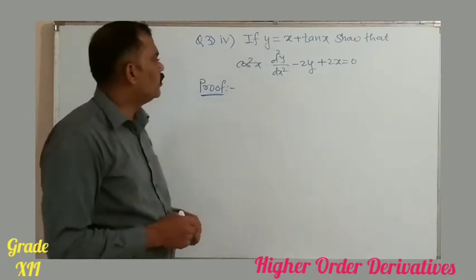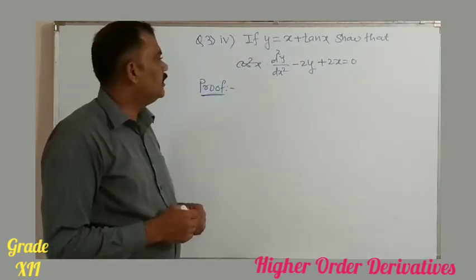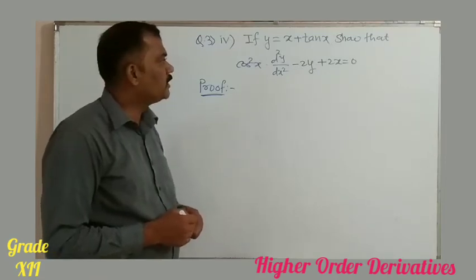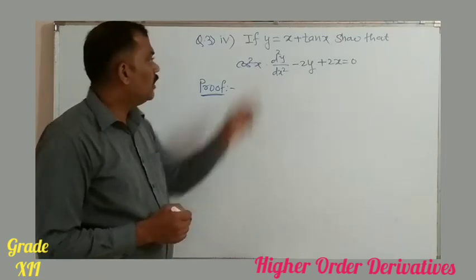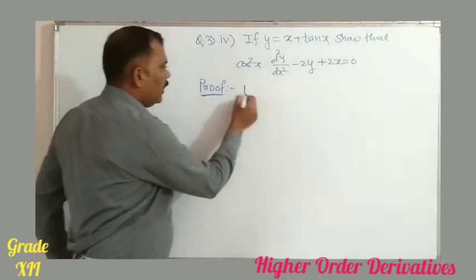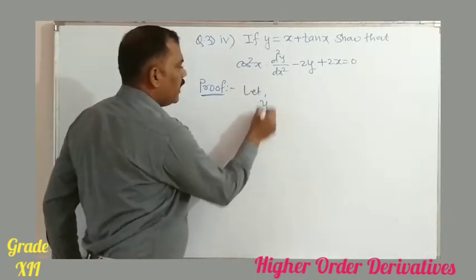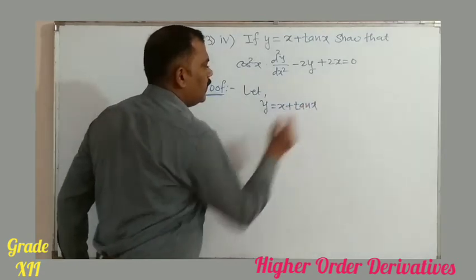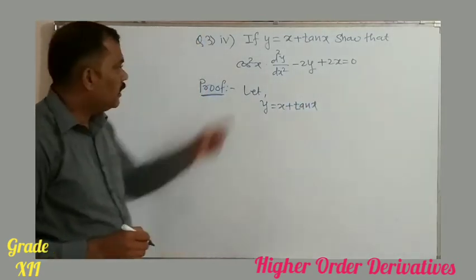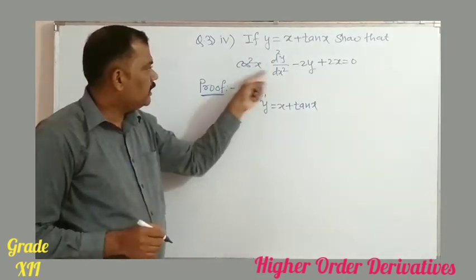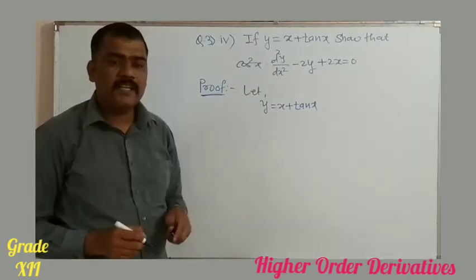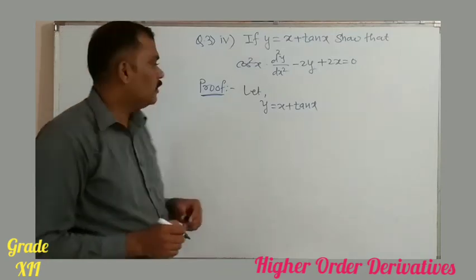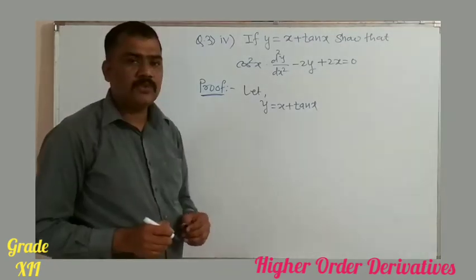plus tan x, show that cos square x into d2y by dx square minus 2y plus 2x is equal to 0. We have to start from: let y is equal to x plus tan x. What you have to prove, in that we require d2y by dx square. It means that we require the second order derivative, so we have to differentiate 2 times.